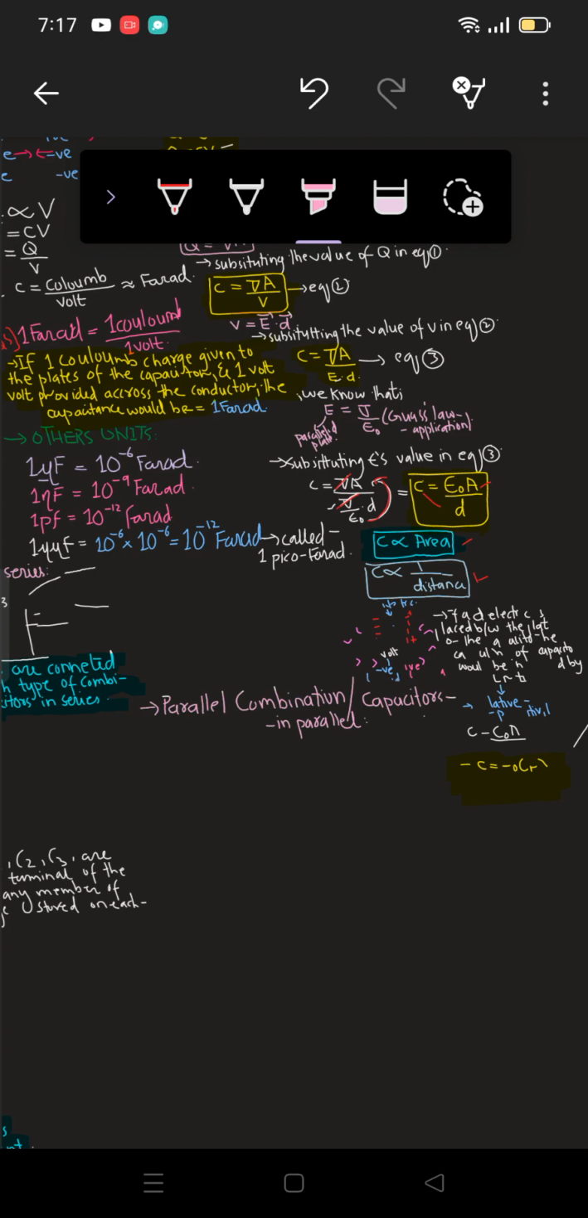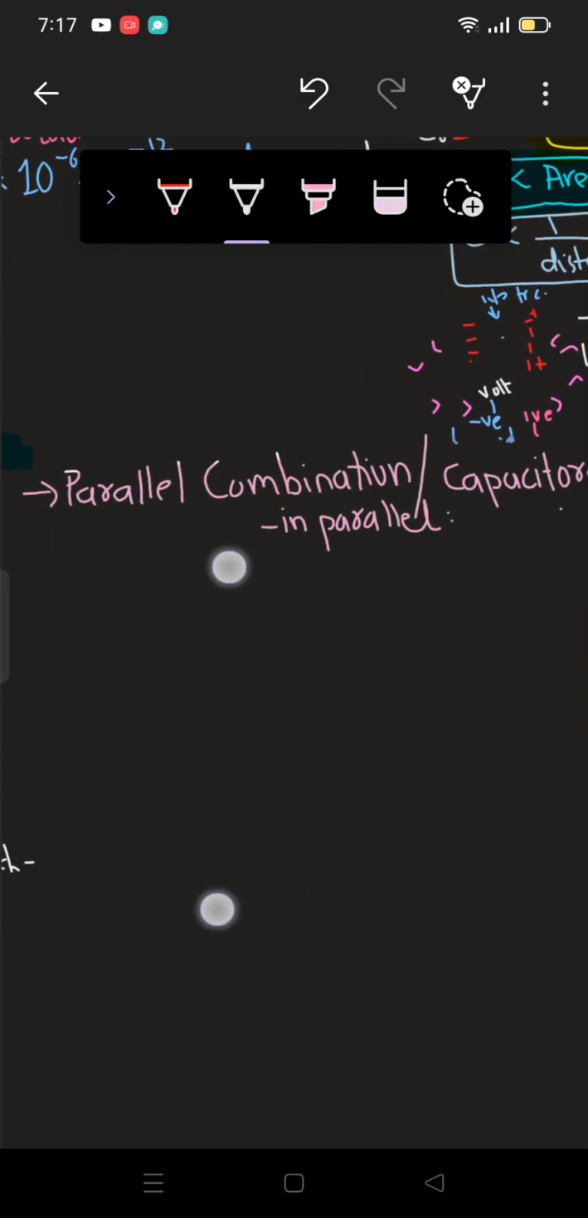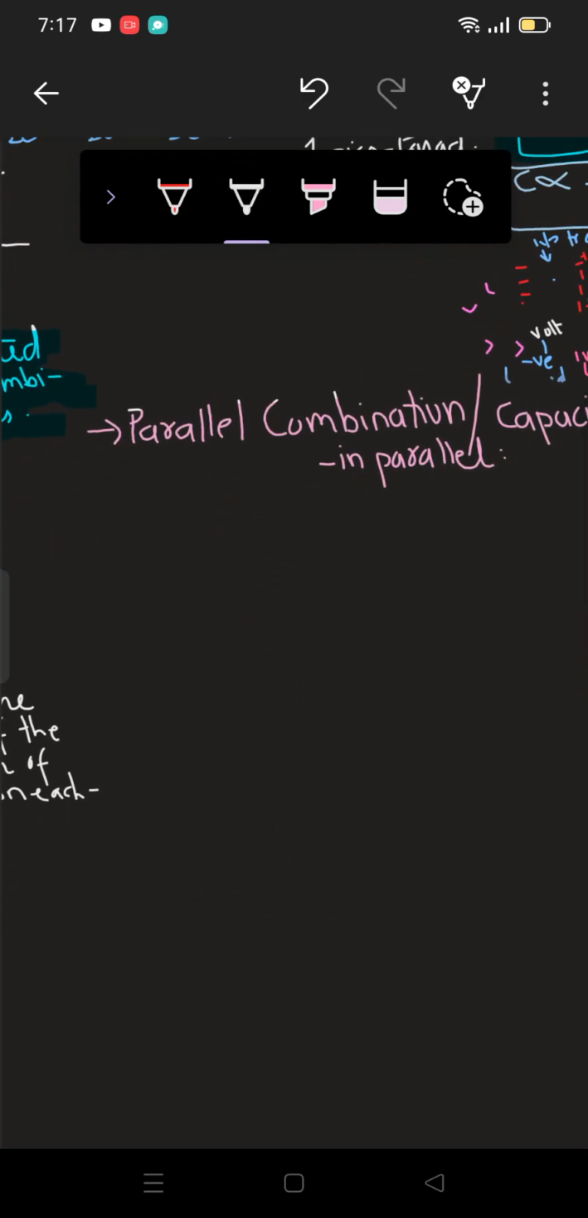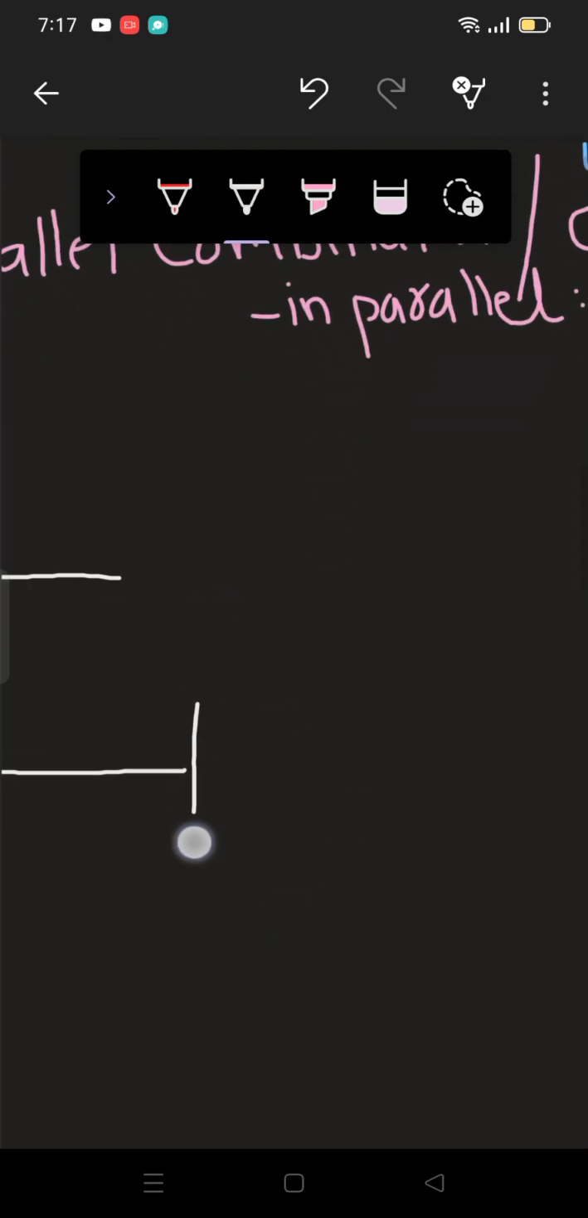So I'll be telling you what is meant by parallel. As I told you when we were discussing the capacitors in series, I told you the meaning by making a diagram. So here I'll be making a diagram as well, so that I can make you understand with the help of that diagram. So let me make the diagram here. This is basically a battery, positive terminal, negative terminal, right?